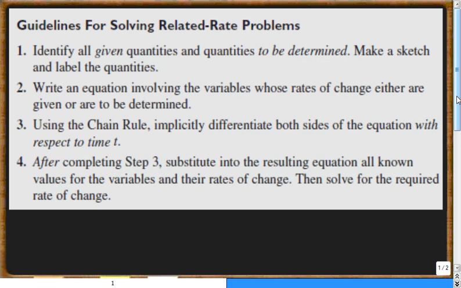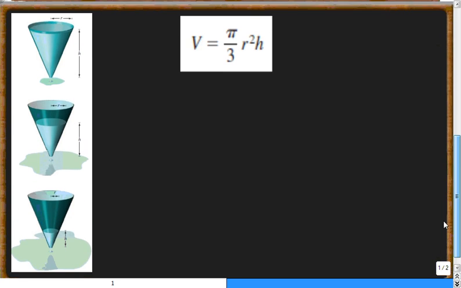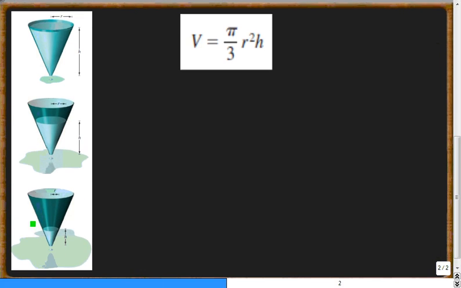So how is this going to actually look? In our formula, we're talking about how we relate all these rates of change. Well, if I know that the height and the radius of a cone are related to the volume, and I find my volume equation, which is pi over 3 times r squared times height, then this is the equation I'm going to use to differentiate. So if I see V equals pi over 3 times r squared times h, I'm going to want to differentiate these with respect to time.